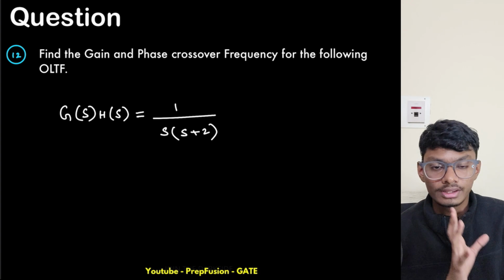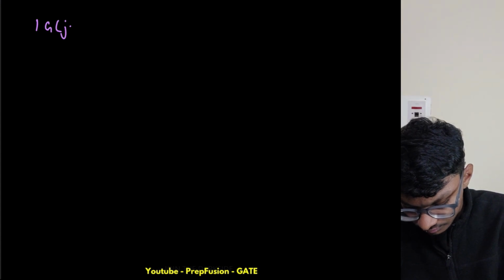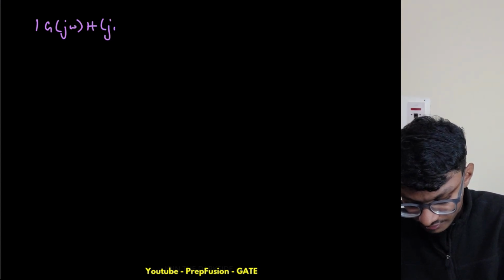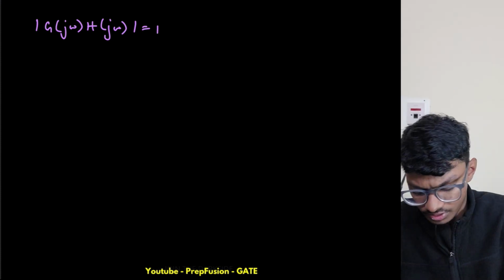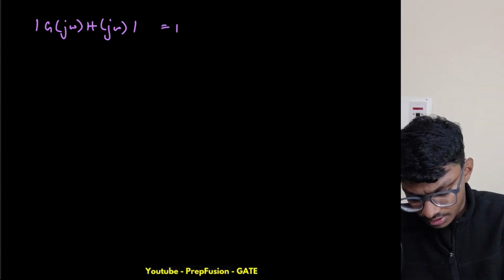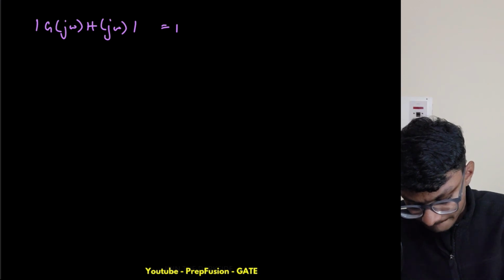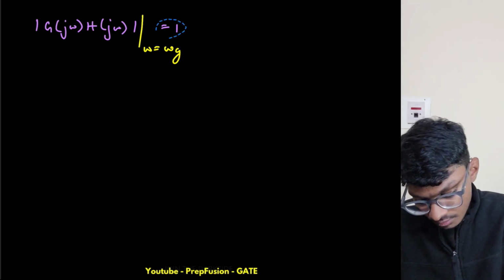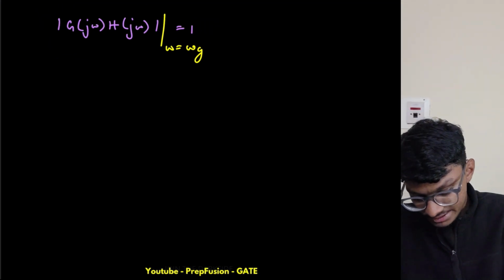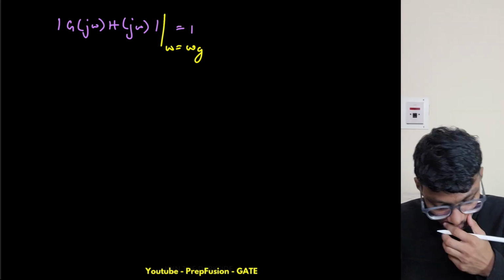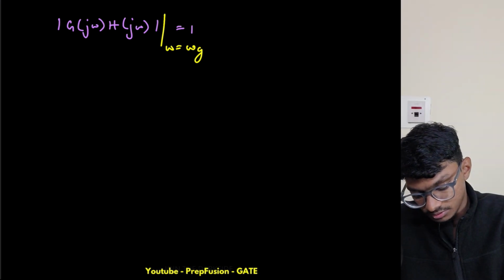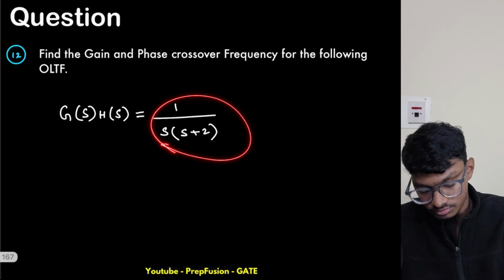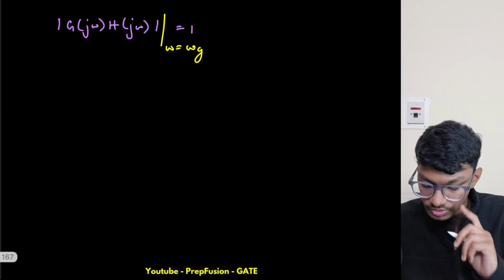What is the gain crossover frequency? It is the frequency at which the gain of my OLTF becomes 1. So at the gain crossover frequency, omega equals omega g itself. Now let me put the value of this OLTF, with s equals j omega. I just want to directly write the magnitude.